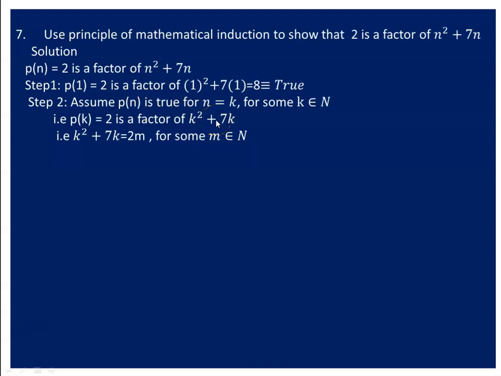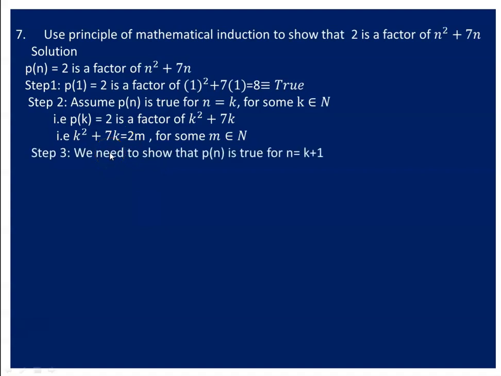The same is true here. If you are saying that 2 is a factor of k squared plus 7k, we can say that k squared plus 7k is a multiple of 2. So if that is so, we can have k squared plus 7k equals 2 times m, because we have assumed in step 2 that 2 is a factor of k squared plus 7k. For some natural number m, k squared plus 7k is 2 times m. So beloved ones, you have to underline this, because in step 3 we are going to apply this.